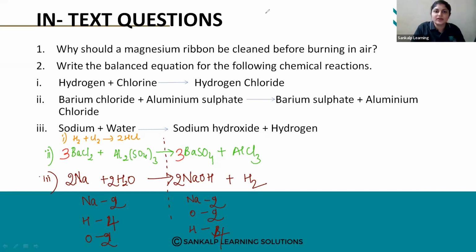So this is correct. Okay, so our equation will be 2Na plus 2H2O gives 2NaOH plus H2. So these are our 3 equations. I hope you have understood this. Okay, so we'll go with the next one.